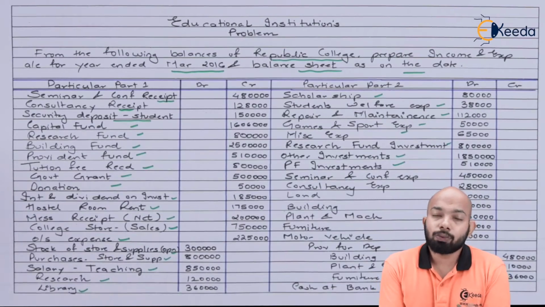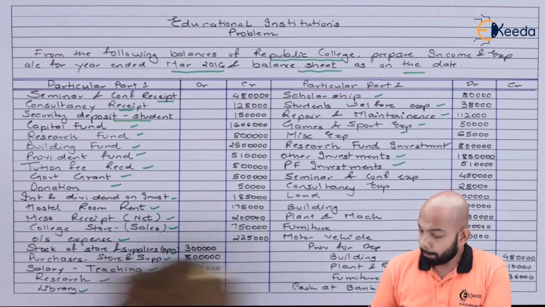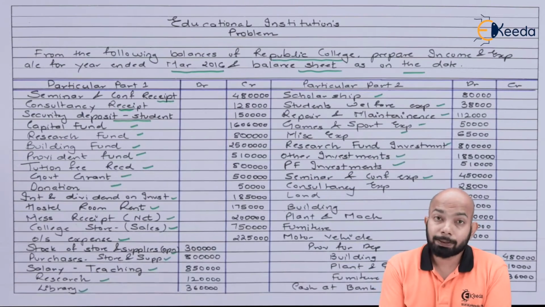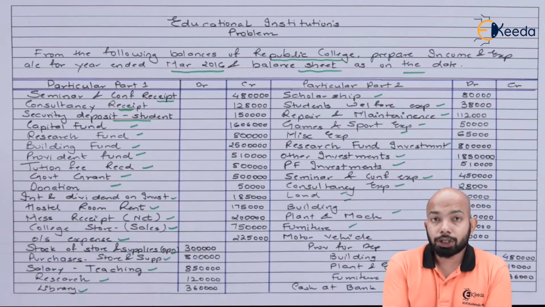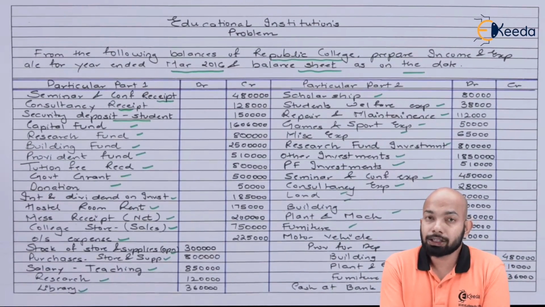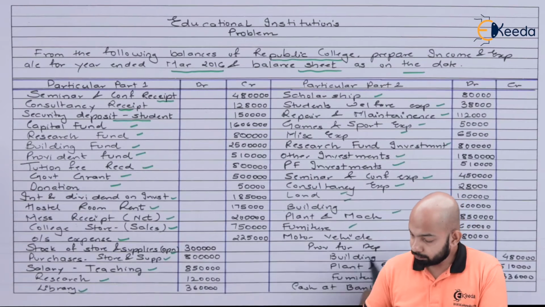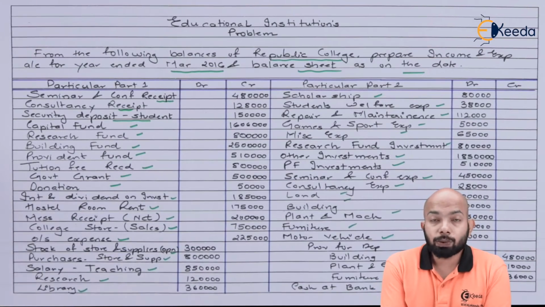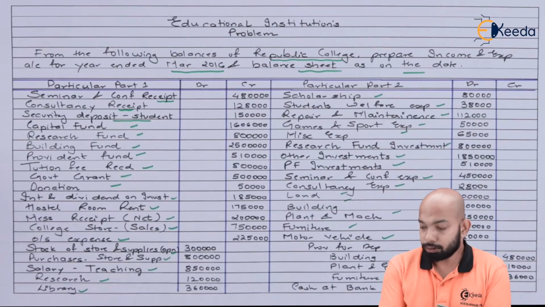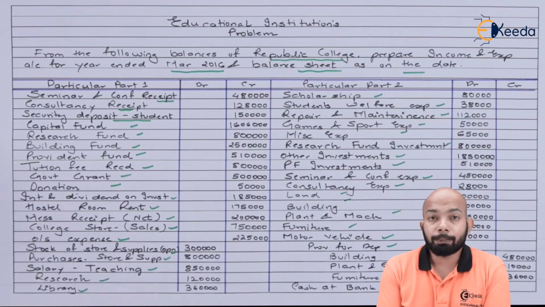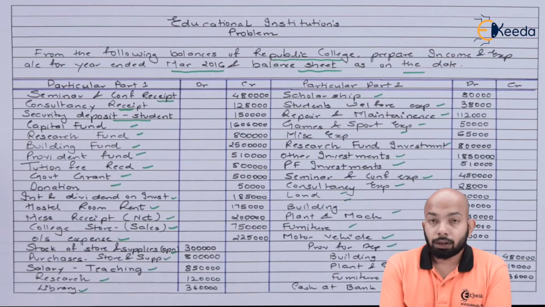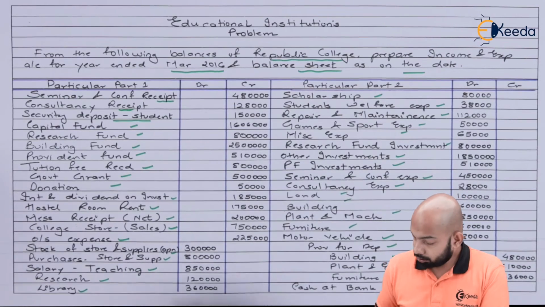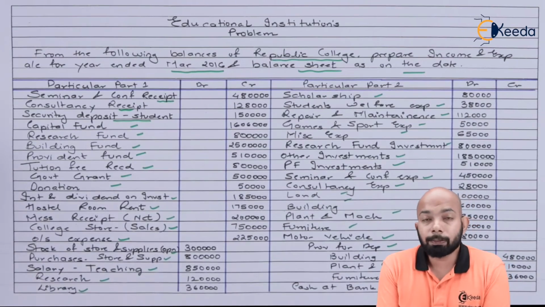Seminar and conference expenses will again be a part of income and expenditure. Consultancy expenses. We have land, building, plant and machinery. We have furniture as well, which would again be a part of the balance sheet, hence not a part of income and expenditure. We have motor vehicle as well, and apart from that we have provision for depreciation, which is for plant, building and machinery and furniture. And we have the cash at bank. So the total has been mentioned here.